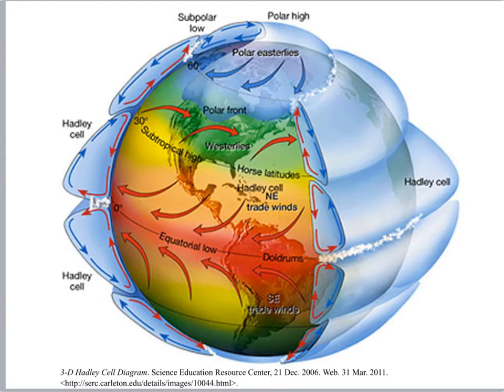60 degree latitude, you see rising air. It's a low pressure system, so we have our temperate rainforest at our 60 degree latitudes. And at our north and south pole, we have sinking air. That would be a high pressure system bringing very dry air again.